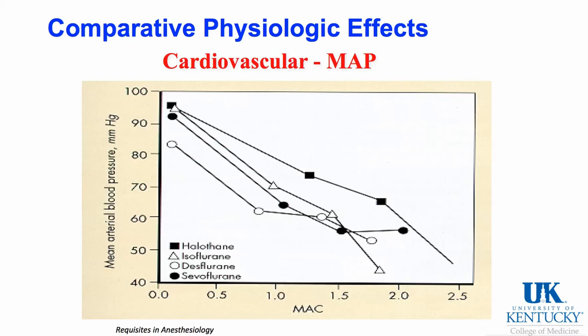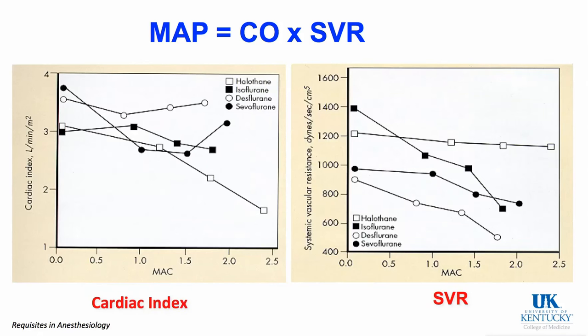Well, if it goes down, why is it going down? So let's look at the math equation for MAP, which is equal to cardiac output or flow times a resistance, systemic vascular resistance. If our MAP is going down, is it cardiac index or SVR? Well, if you look at a cardiac index, excluding halothane in the square box here, you can see that cardiac index tends to be maintained even at high MAC concentrations.